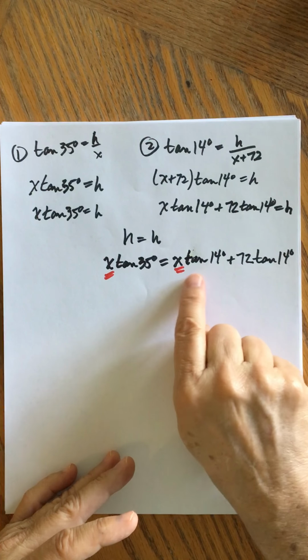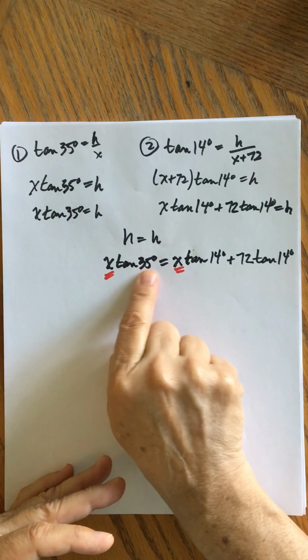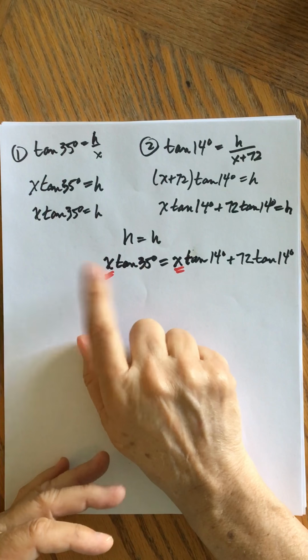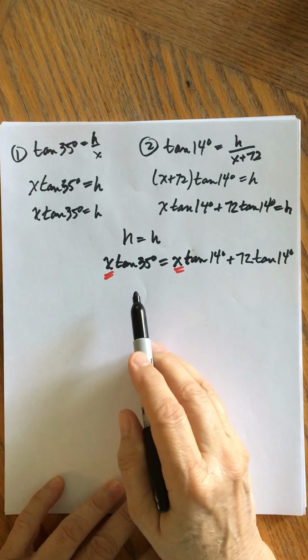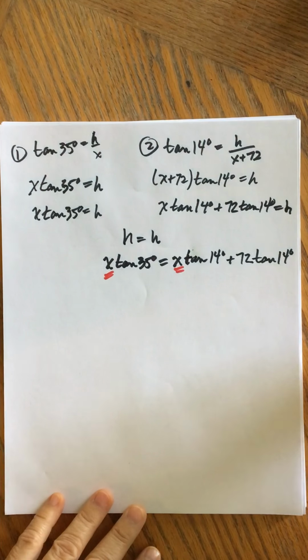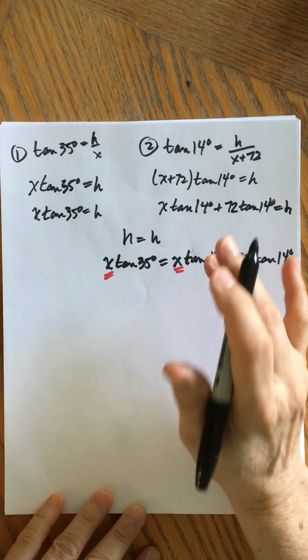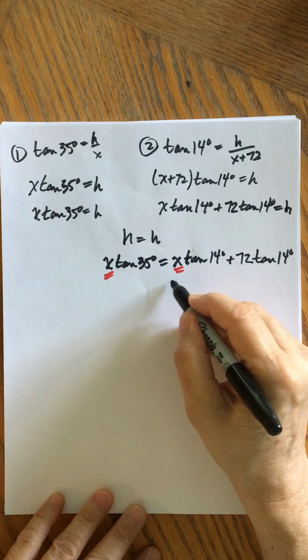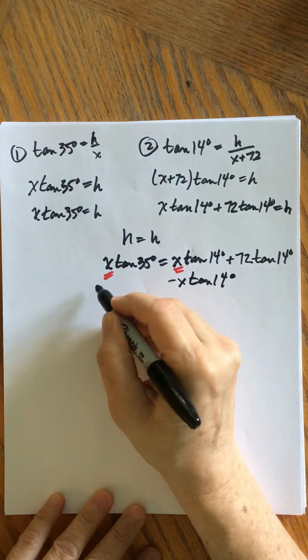However, this is not. This is a number, tangent 14, but then it's telling you how many x's you have. This is tangent 35. It's a number telling you how many x's you have. So now at this point, what I want to do is go ahead and get all the x's on one side and the number on the other. So what I want to do is subtract probably this one here. So let's do x tangent 14, subtract it from both sides.